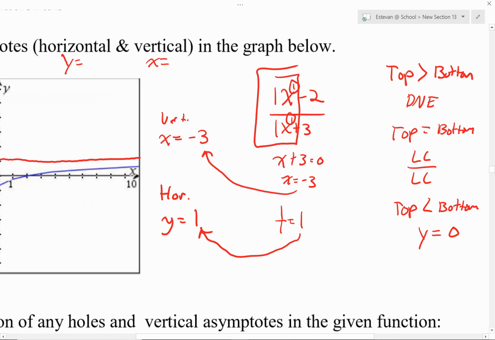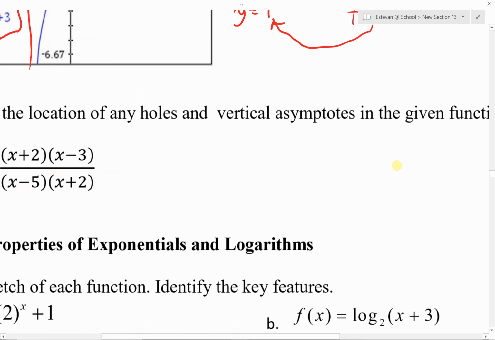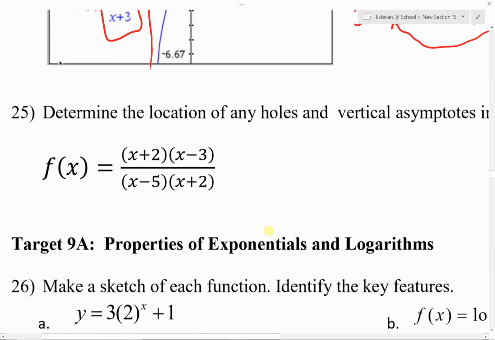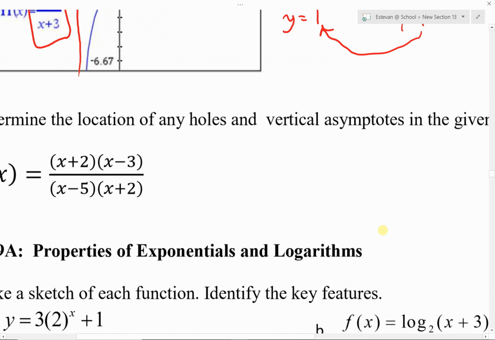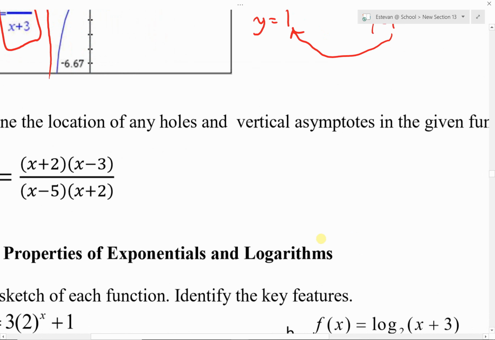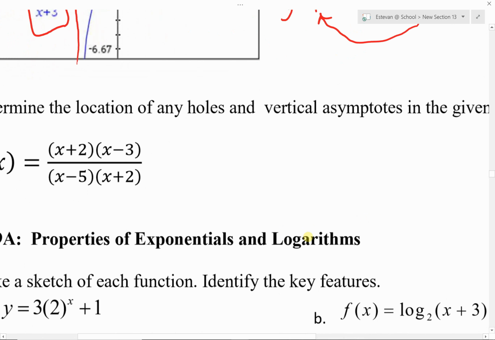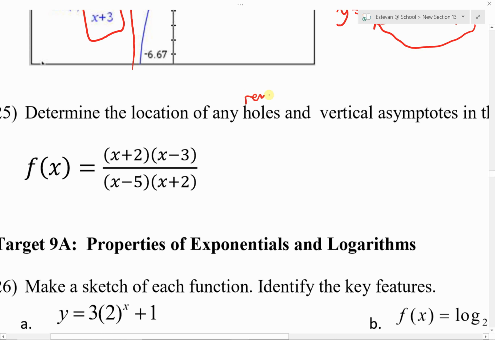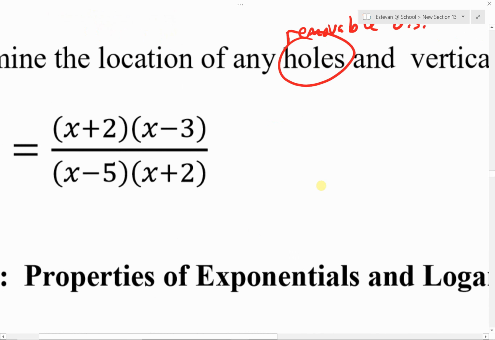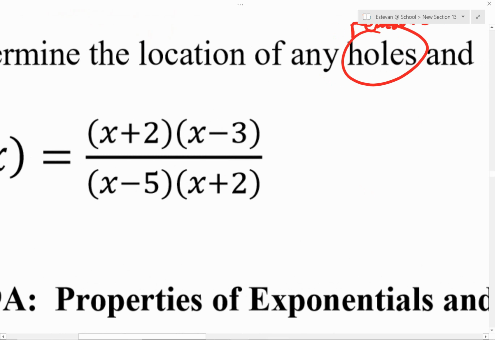Alright. Just wait a moment, and that completes this problem, and I believe one more for KC8. Yes, one more problem. Determine the location of any holes, which you guys will probably make fun of me for this, and a vertical asymptote in the given function, also known as a removable discontinuity. A removable discontinuity means that you were able to remove the object. What could be removed here? Or in other words, what could be canceled?